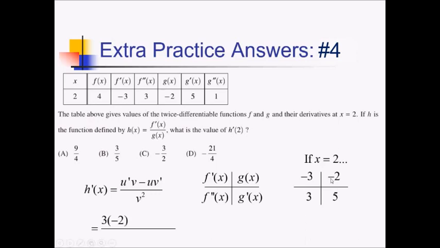So putting all this together to get h prime of 2, we're going to have 3 times -2, or -6 eventually. Then we subtract -3 times 5. Finally, dividing by v squared, so that's -2 squared. So we have -6, and this is going to be plus 15, so that's overall 9 in the numerator, over 4. And is that one of the answer choices? It is, choice A.